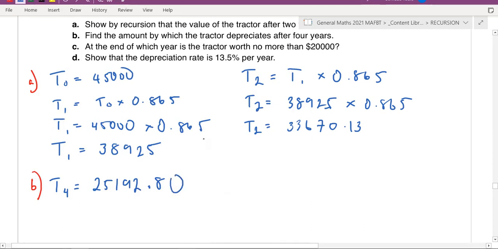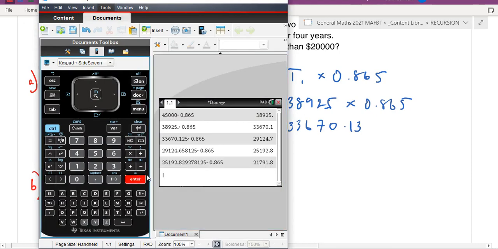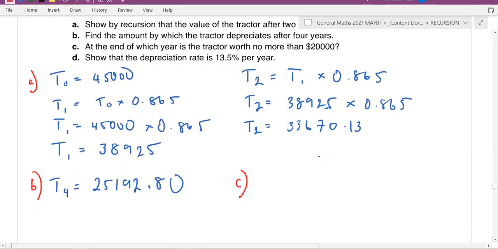So the next one, part C: at the end of which year is the tractor worth no more than 20,000? So at what year will it be no more than 20,000 or less than that? It can't be higher than 20,000. So for part C, T6, you reckon? Well, let's have a look. That's T4, T5, correct, T6. So at the 6th year. I would write that here, at the 6th year.